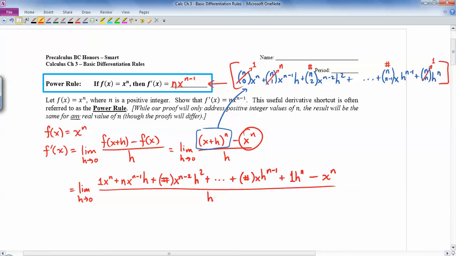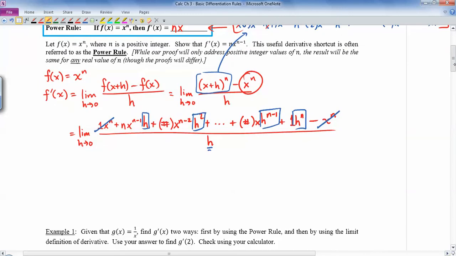So that's an incredibly long term. But one nice thing happens right here. This x to the n cancels with that x to the n. And then if you notice, I've got an h in the denominator, and every single term that's left has h's in it. So what I can do is cancel one h from each of those terms in the numerator, and I'll get this.